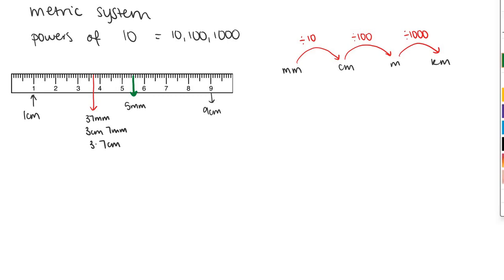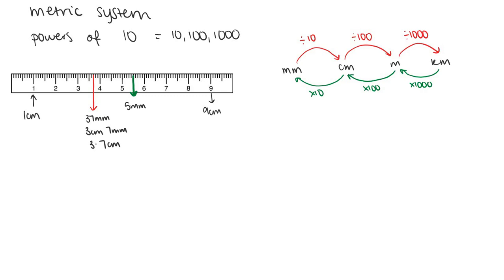Now, if I were to go the other way, from kilometres to metres, I'm just going to do the opposite. I'm going to multiply by 1,000. To go from metres to centimetres, I'm going to multiply by 100. And centimetres to millimetres, I'm going to multiply by 10 because that number would get bigger. Even though it's the same length, going into the smaller units means there'll be more of them filling that space up.